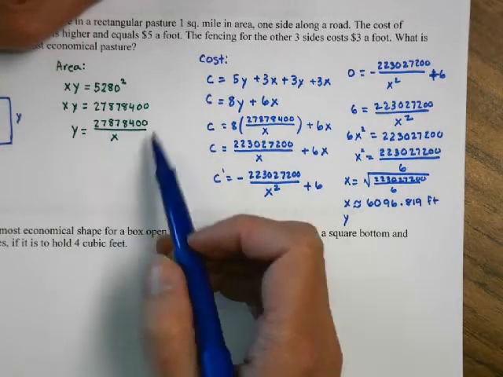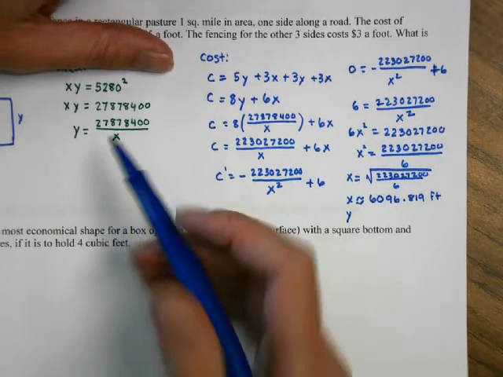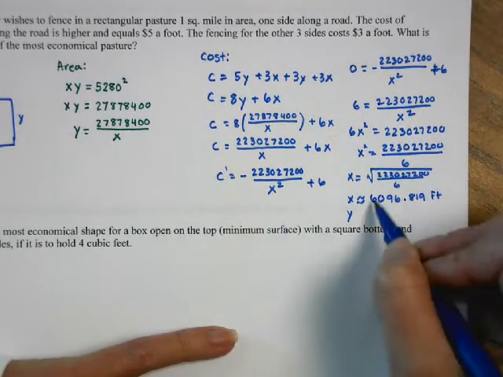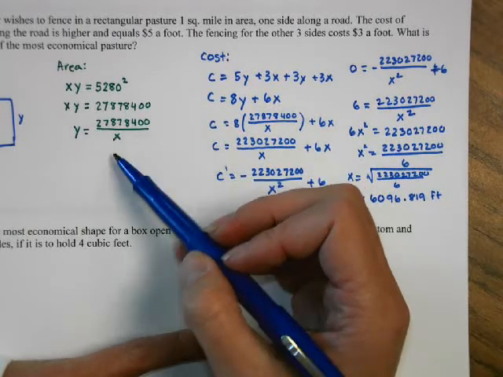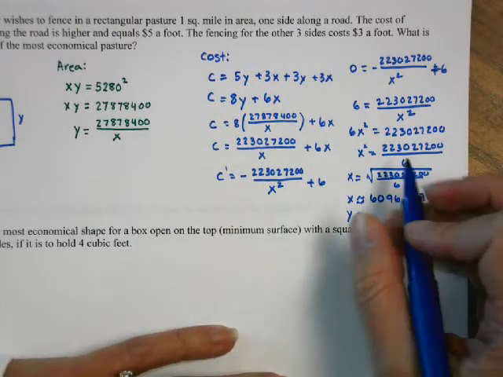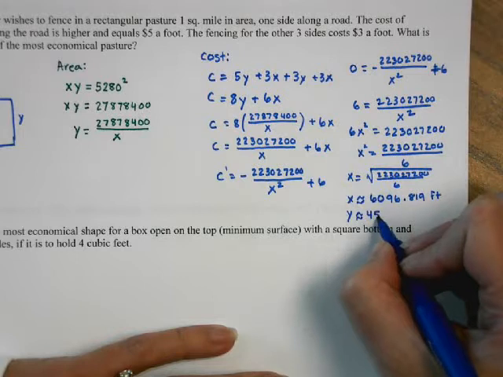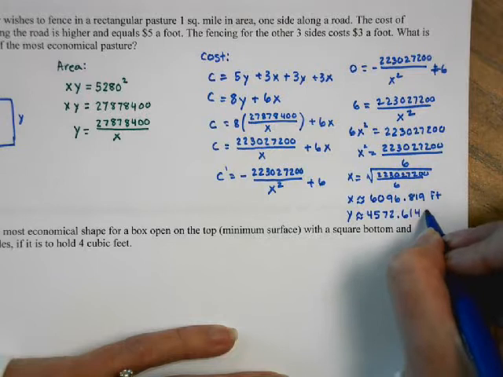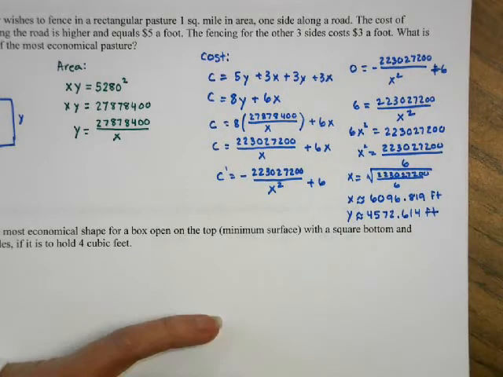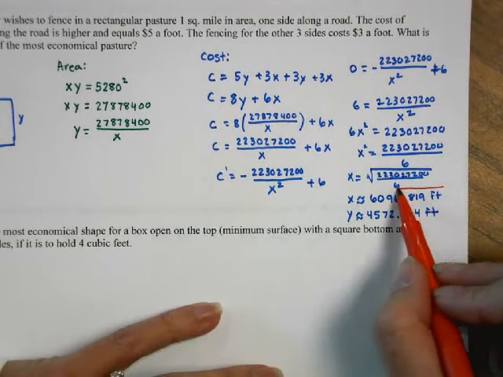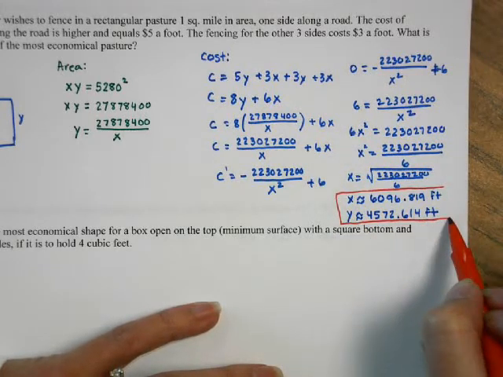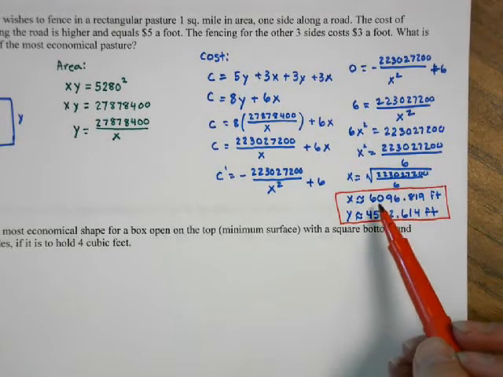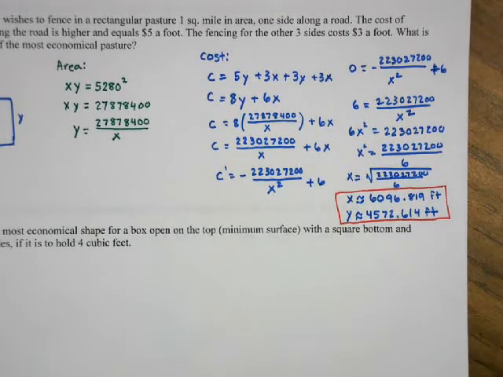For the y, you'd come back and plug that number into here using calculator accuracy. So I did, take in your calculator, take this number in its entirety and divide it. So y is going to be approximately 4,572.614 feet. So this is the shape. So along the road and its parallel side, it's going to be 4,500. For the perpendicular, it's going to be that 6,000.